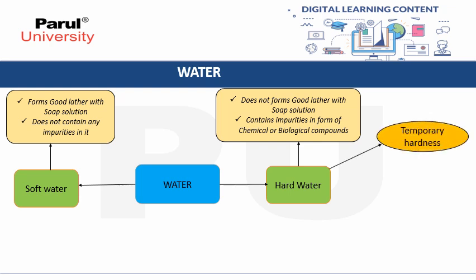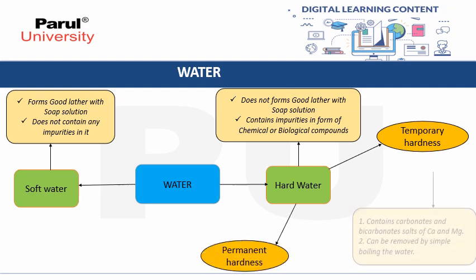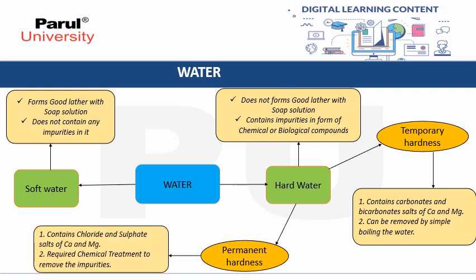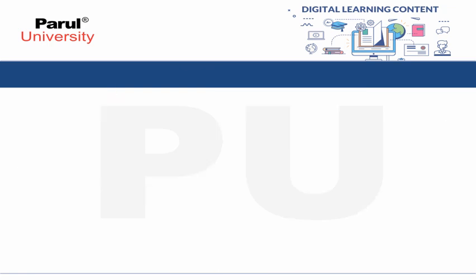Hard water is of two types, temporary hardness and permanent hardness. Temporary hardness contains the carbonates and bicarbonate salts of calcium and magnesium and can be removed by simply boiling the water, whereas the permanent hardness contains the chloride and sulfate salts of calcium and magnesium, and it requires chemical treatment to remove the impurity from the water.